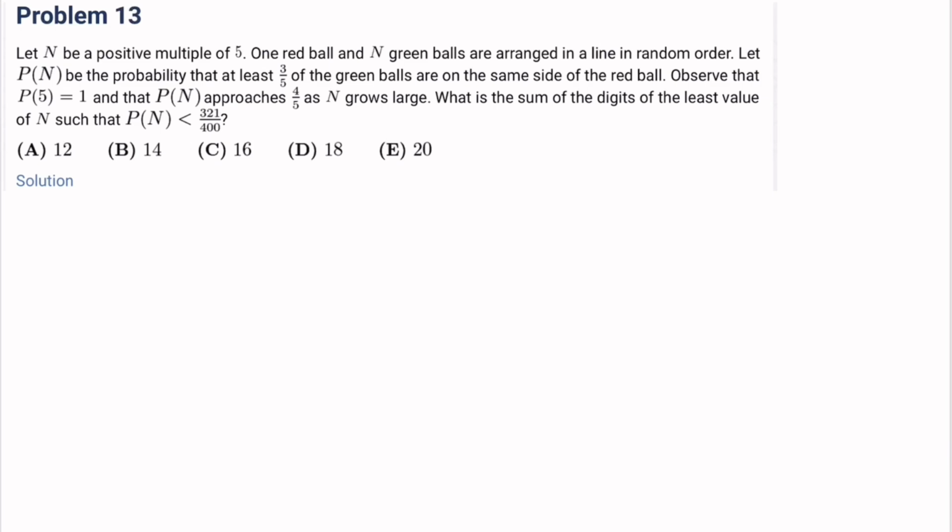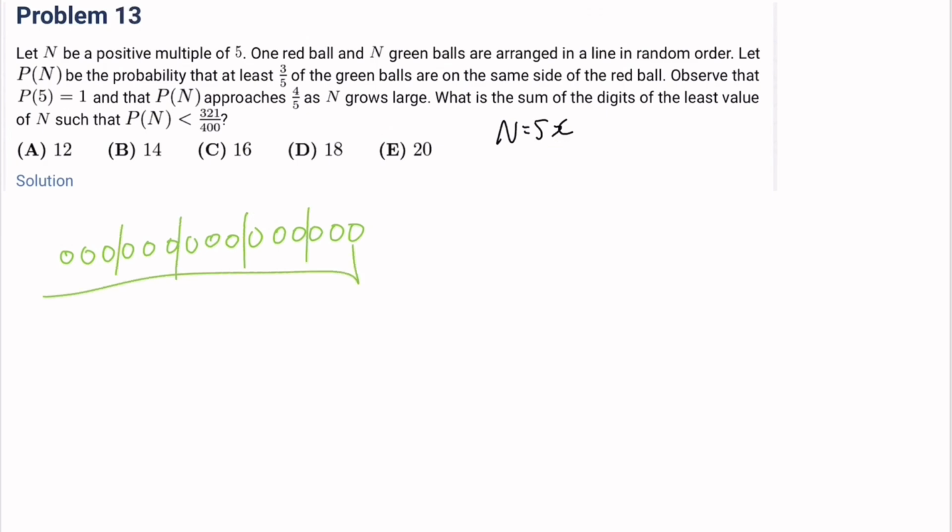If n is a positive multiple of 5, let's say n is 5x. That means if we have like 15, then we are going to be able to split it into 5 groups with each having x number of balls. So these are 5 groups of 3 balls. This is when x equals 3.